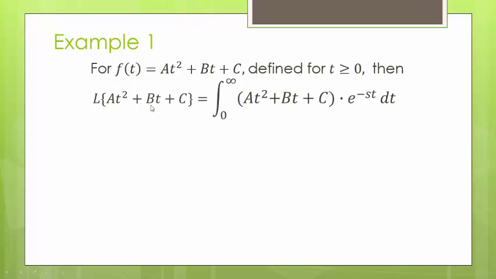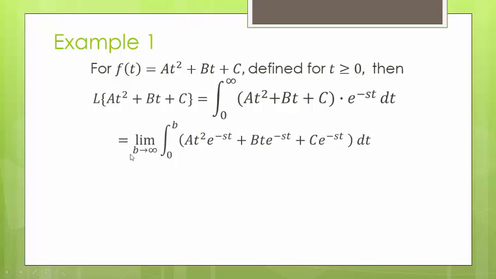So the Laplace transform of that quadratic, I would have that improper integral of the function times e to the negative st. I want to evaluate this. Keep in mind this is an improper integral, so really this is the limit, and I've introduced a dummy variable b here. So my definite integral now, my bounds are 0 to b, and I will take the limit after I've evaluated that integral.